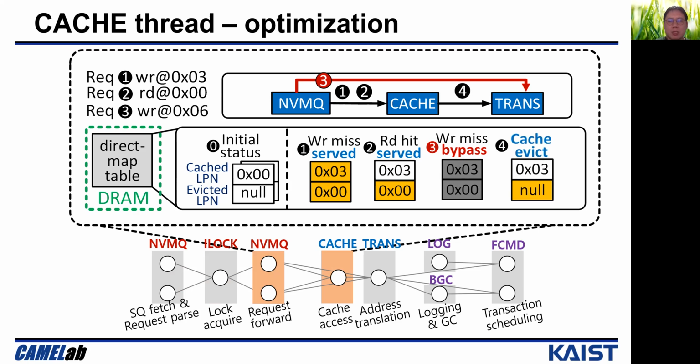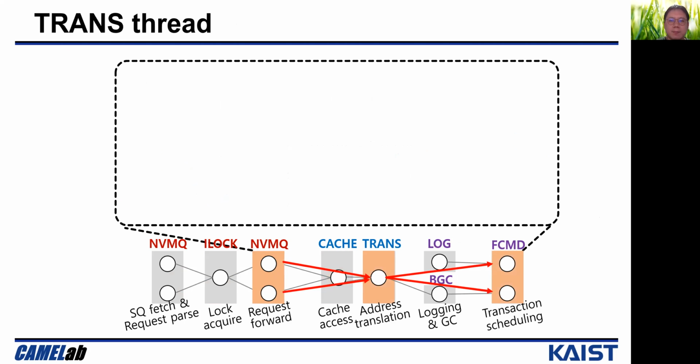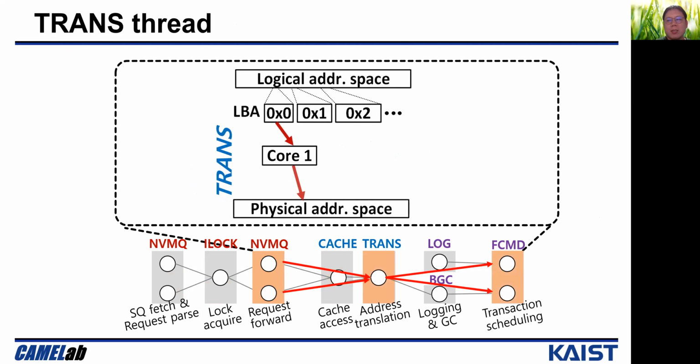Once the cache threads receive request 1, it will evict page 0x00 to trans threads. Trans threads translate the logical address of our request to the NAND flash physical address. However, the logical address space and the physical address space can be shared by multiple trans cores. They may translate the same logical address to different physical addresses. This will cause conflicts.